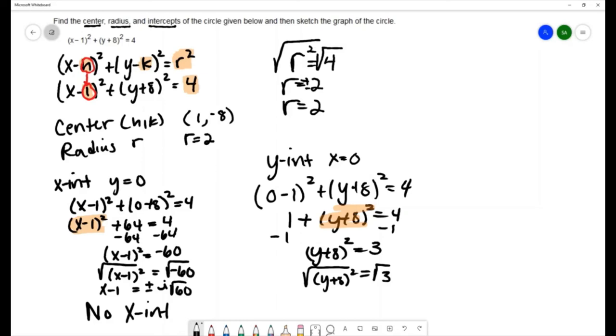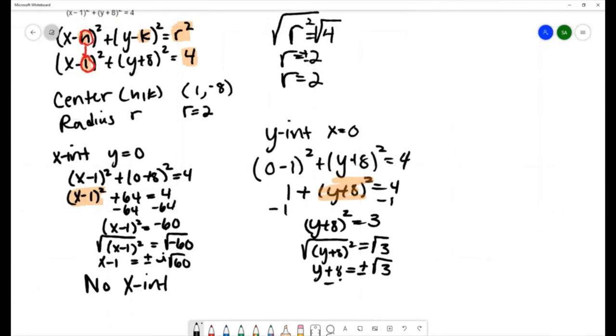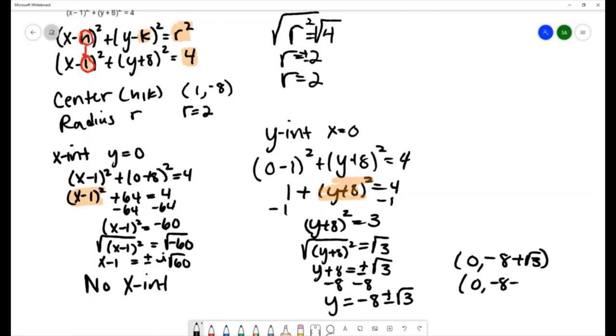The square root and the square cancel each other out, giving you y + 8. You gain a plus or minus sign on the other side. You gain that plus or minus anytime you square root a square. And then I'll subtract 8 on both sides, giving me y = −8 ± √3. So this circle would have two y-intercepts, one at (0, −8 + √3), and the other being at (0, −8 − √3).